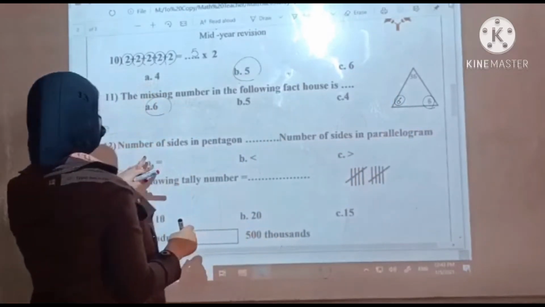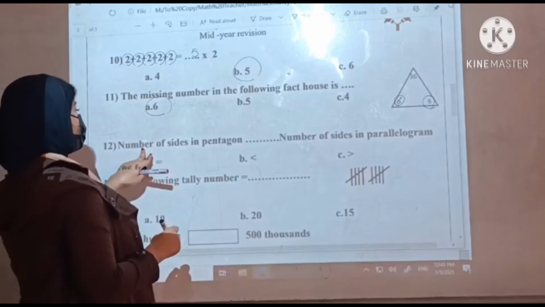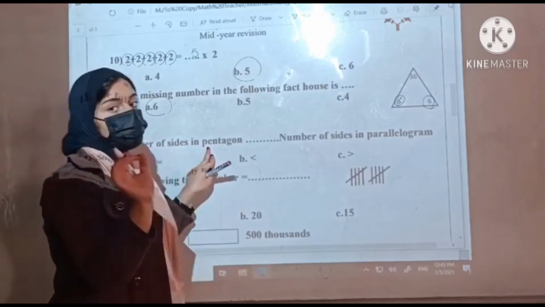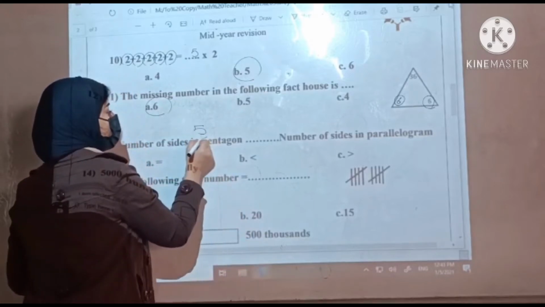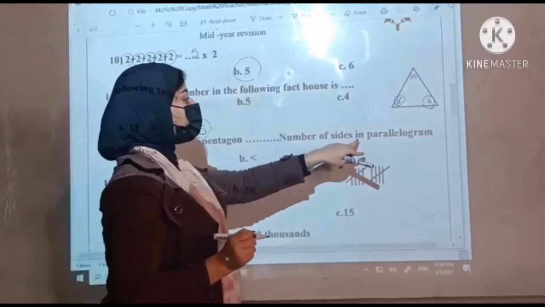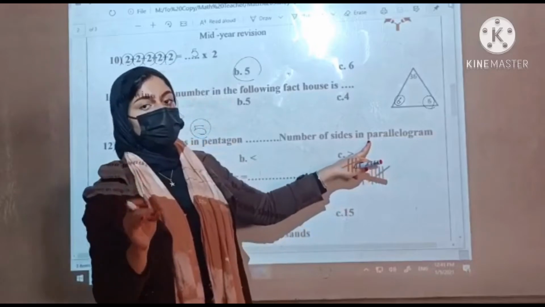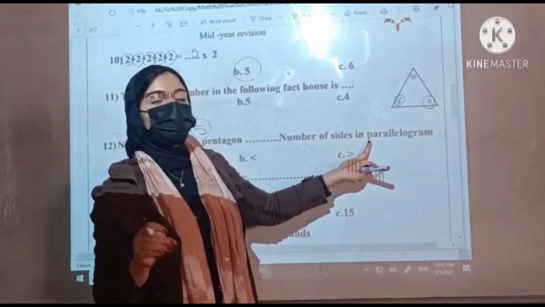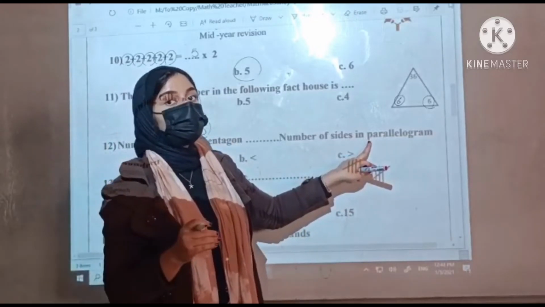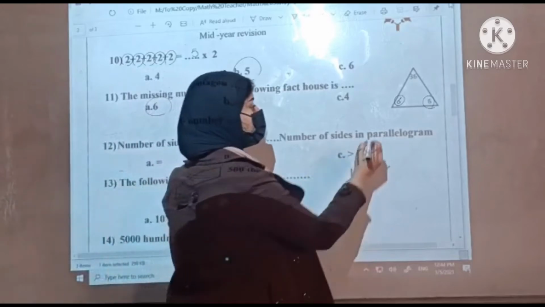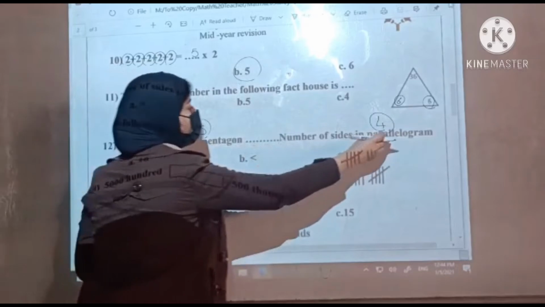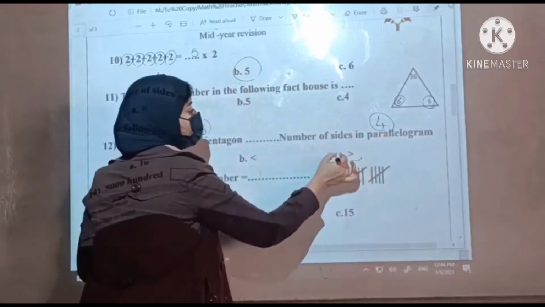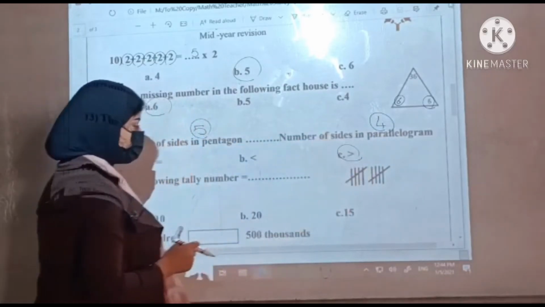Okay? So the next question, the number of sides in pentagon. Pentagon have how many sides? 5. And number of sides in parallelogram. Parallelogram, yes, one of the family of quadrilaterals, so it have 4 sides. So here's 5 and here 4, so I'm gonna choose 5 is greater than 4.